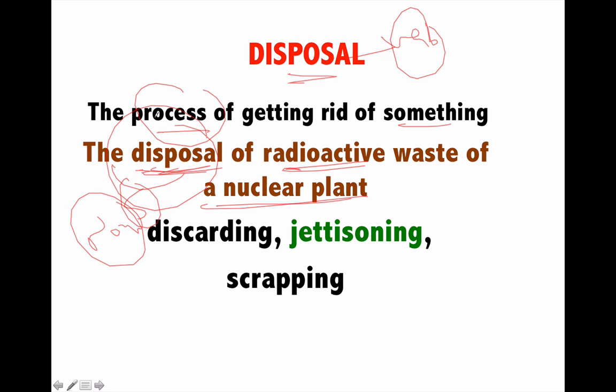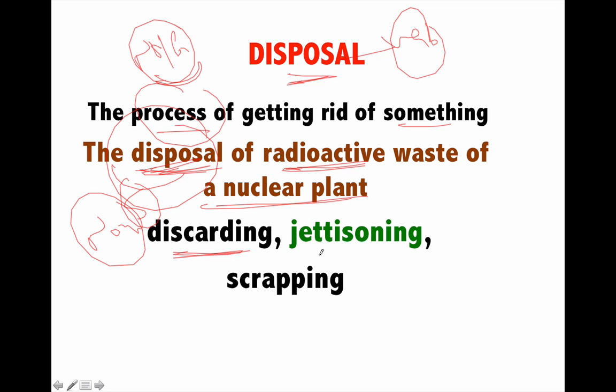Because the subject of a sentence can only be a noun or a pronoun. And the reverse is also true, which means a noun and a pronoun can only act as either the subject or the object in a sentence and nothing else. The disposal of radioactive waste of a nuclear plant, which means you want to get rid of the radioactive waste. And there are three important synonyms for disposal or getting rid of something. One is called discarding. When you discard something, it means you throw it in the dustbin or you don't use it anymore. You discontinue the use of something.